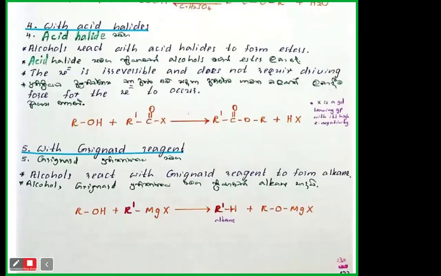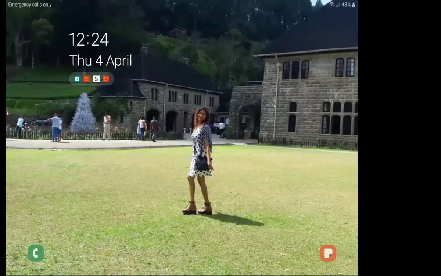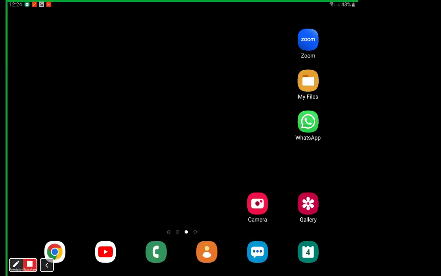With Grignard, this alcohol H plus can donate onto Grignard, so it is again making the saturated alkane compound: Grignard reacting with alcohols, alcohol H plus.